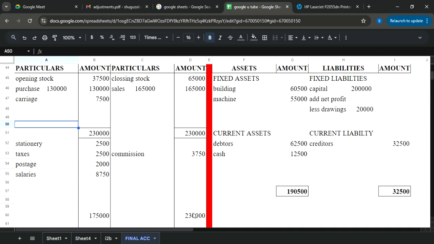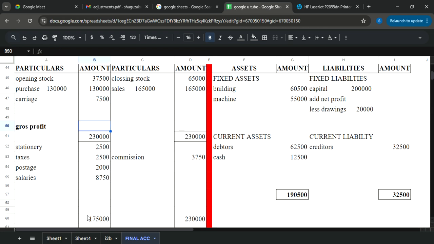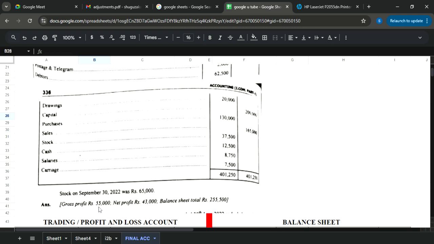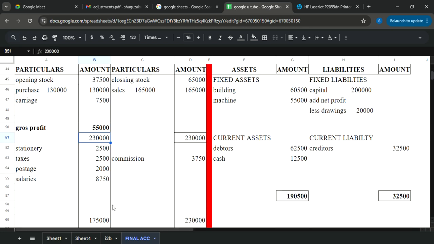As you can see, this is your income. Expense, income is more than expense, so that would be considered as gross profit. And how would you calculate? 2,30,000 minus 1,75,000. That means the smaller sum is subtracted from the larger sum. And here the answer is in front of you. Gross profit 55,000, and we have calculated 55,000. Next step is to bring down this balance of 55,000.